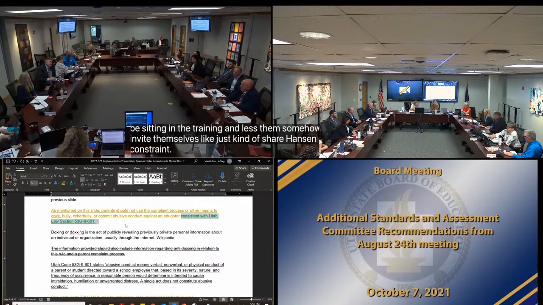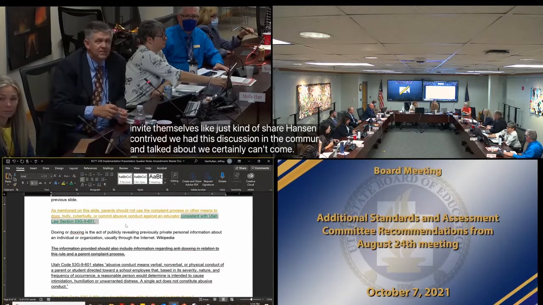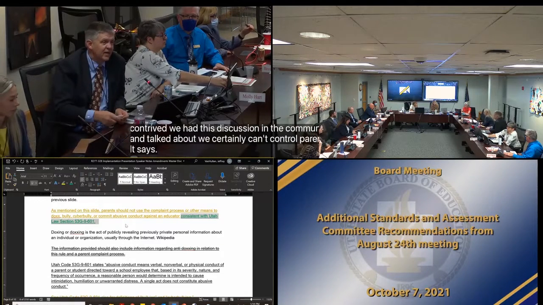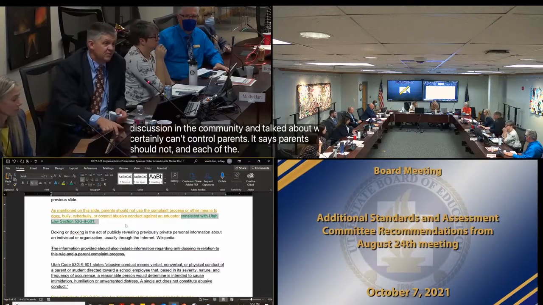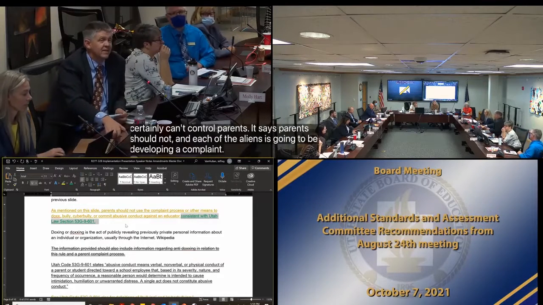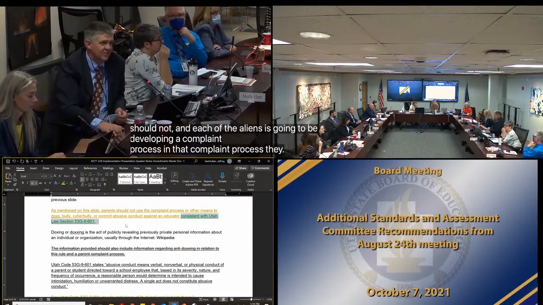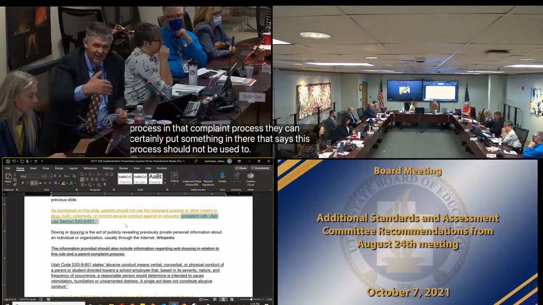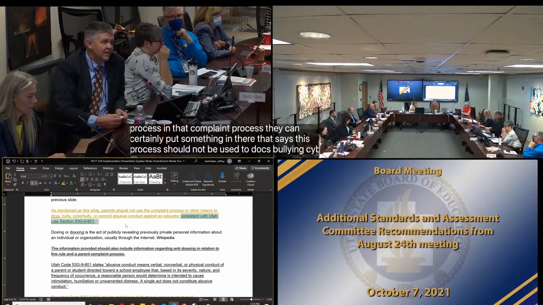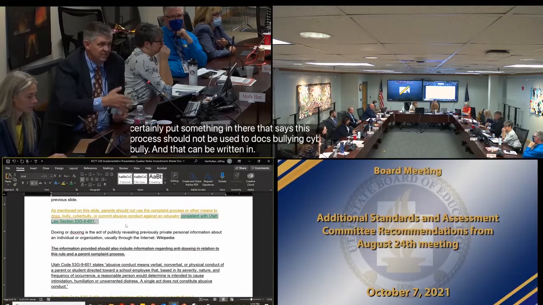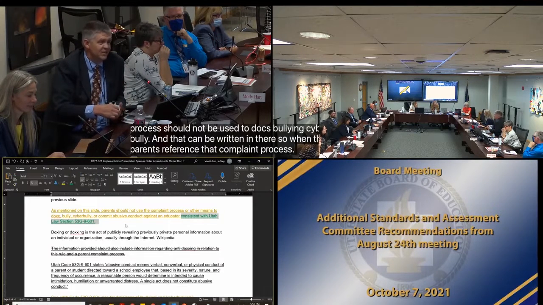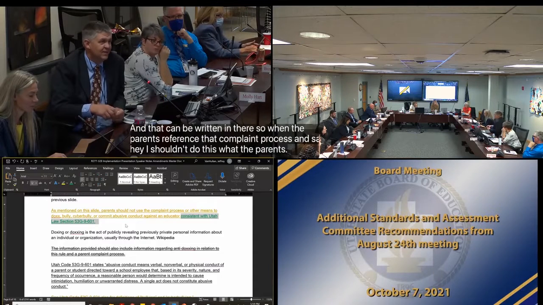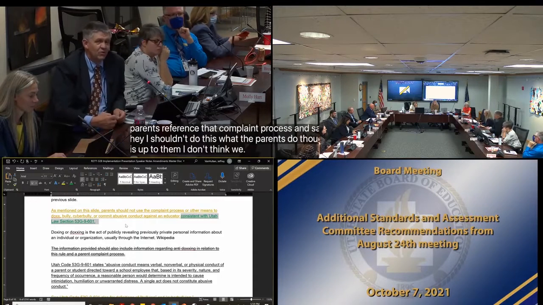Chair Hansen: Right, we had this discussion in the committee and talked about how we certainly can't control parents. It says parents should not, and each of the LEAs is going to be developing a complaint process. In that complaint process, they can certainly put something that says this process should not be used to dox, bully, or cyberbully, so when the parents reference the complaint process, it says, hey, I shouldn't do this. What the parents do, though, is up to them. I don't think we can control that.